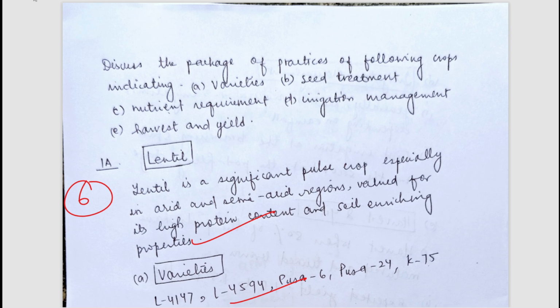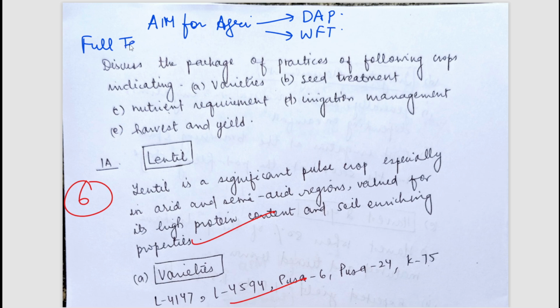So today we are going to discuss the next answer copy of our Aim for Agriculture series. As you all know, in the Aim for Agriculture series we have daily answer writing practice and weekly full tests, and we are discussing the copies of all daily answer writing practice and all full tests. Today we are going to discuss the next copy, that is full test number 6.